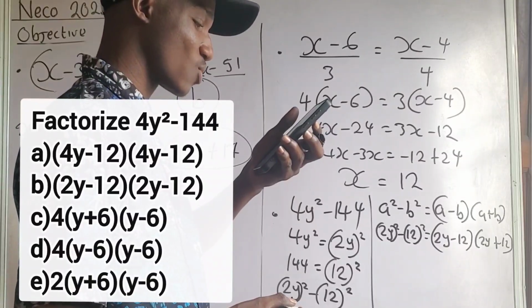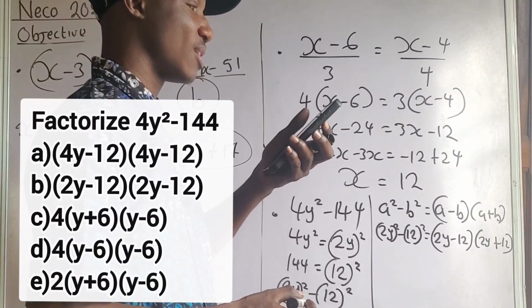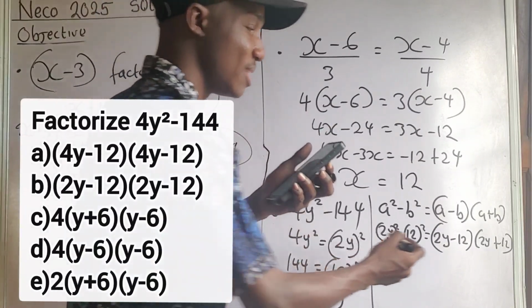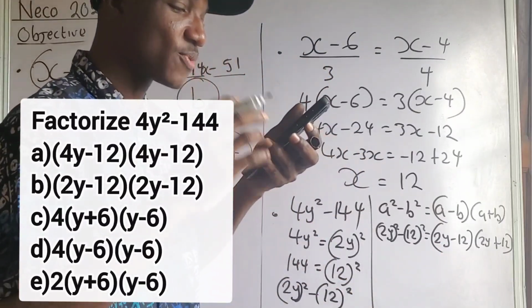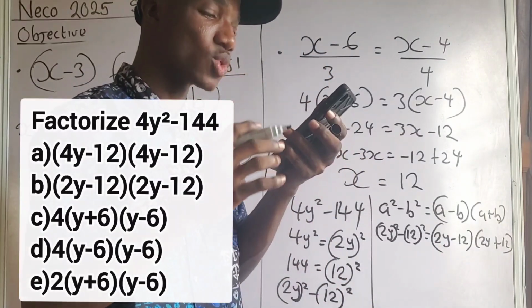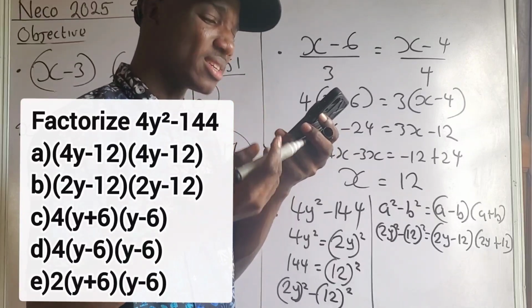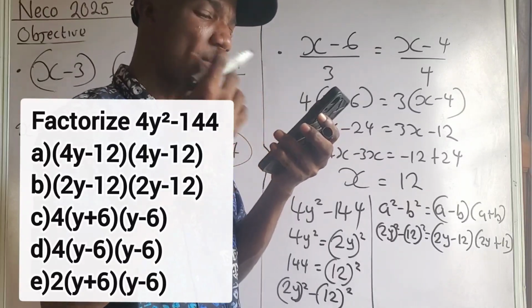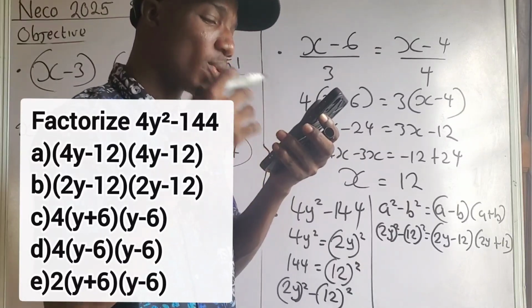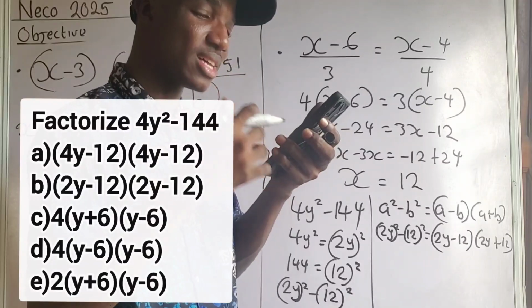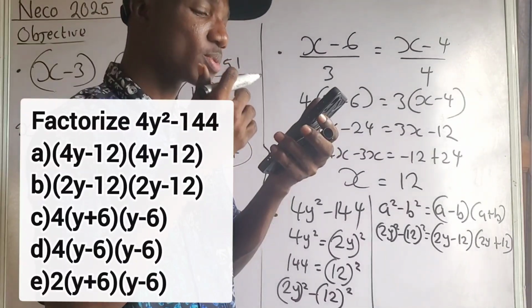The first option is 4y minus 12, 4y minus 12. That is not correct. 2y minus 12, 2y minus 12. That is not correct. 4 multiplied by (y plus 6)(y minus 6). That is not correct. 4 multiplied by (y minus 6)(y minus 6). That is not correct. The correct option is option E.